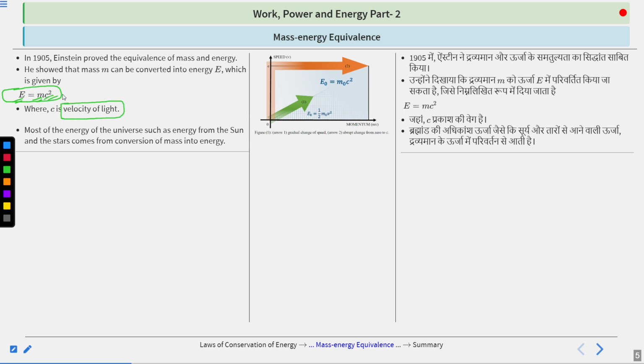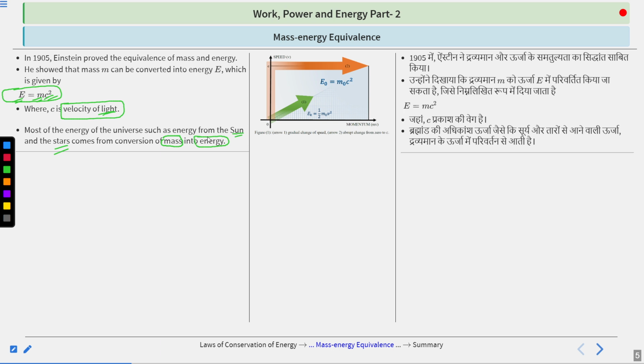He said, because the universe is also taken as an isolated or closed system as per the law of conservation of energy that we have just seen, the energy that is coming from the sun and the stars in the form of light is actually the mass of these bodies, the mass of the sun and the mass of stars, being converted into energy.